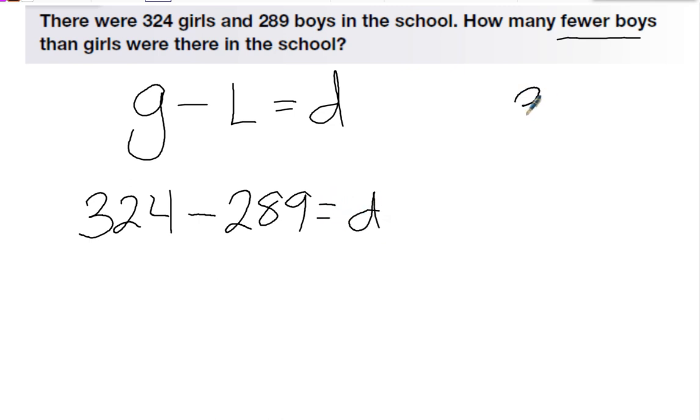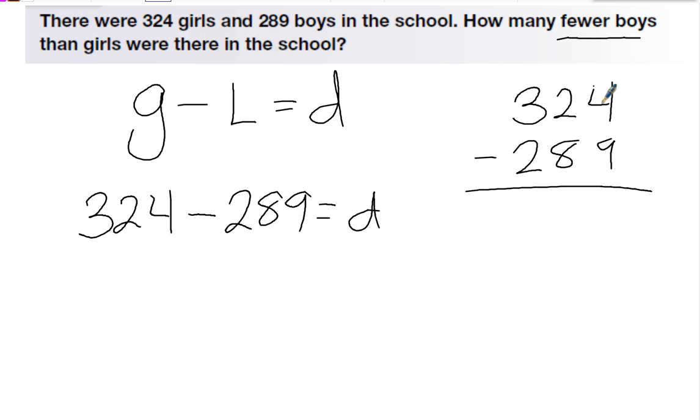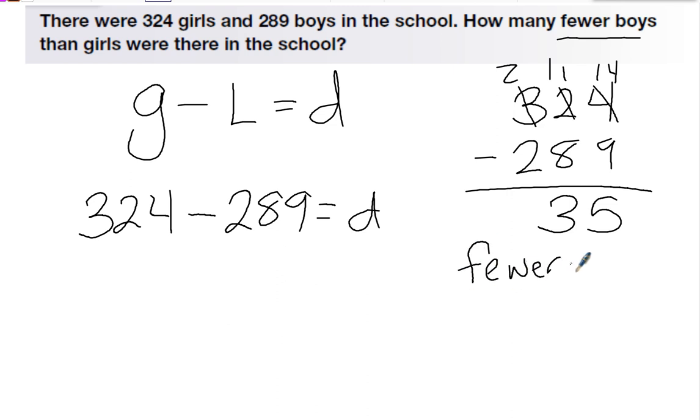When we subtract, we need to stack the numbers on top of each other. We need to borrow. 14 minus 9 is 5. Borrow. 11 minus 8 is 3. So there were 35 fewer boys at the school than girls.